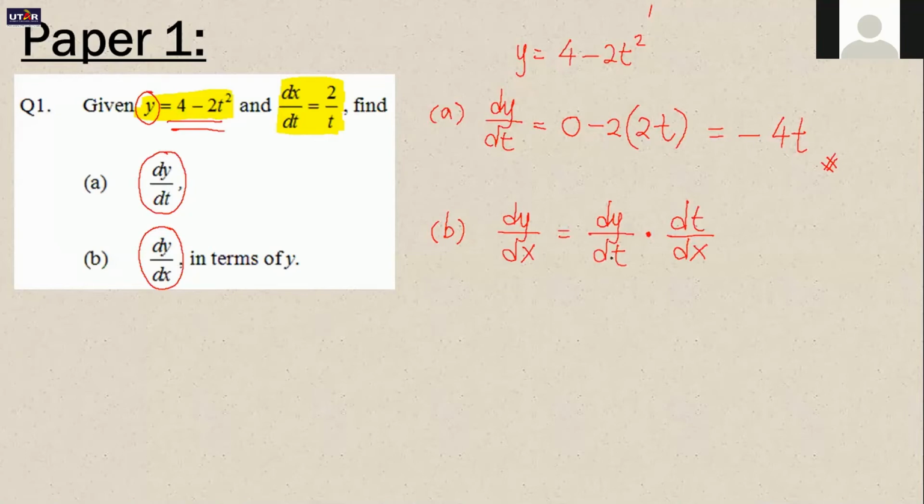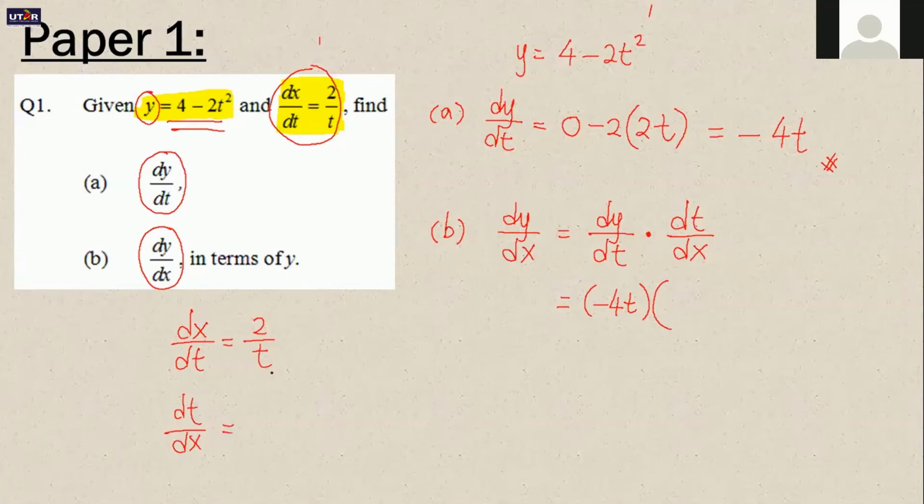According to the chain rule, we know that dy over dx is equal to dy over dt times dt over dx. So what is dt over dx? dy over dt, we got it from the part A result. So we have negative 4t here. But what about dt over dx? So we got the second info here, right? Remember, we have the second info. So dx over dt is 2 over t, right? What about dt over dx?